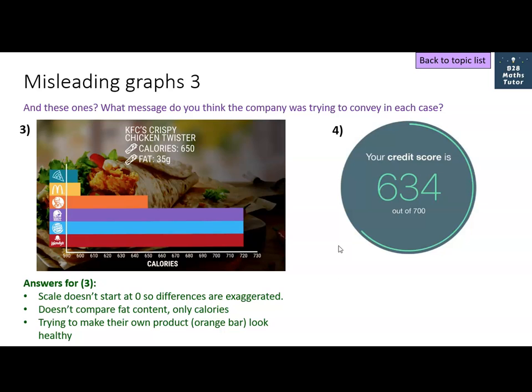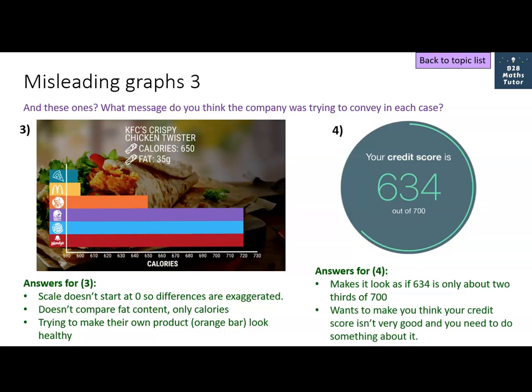And for number 4, well, look at how far round the circle this bar goes. It makes it look as if 634 is only about 2/3 of the possible total. But if the possible total is 700, you're actually quite close. It's actually about 90% of the total. So the intention here is to make you think that your credit score really isn't that great and you need to do something about it. Therefore, you're going to go and visit their website and use their services.